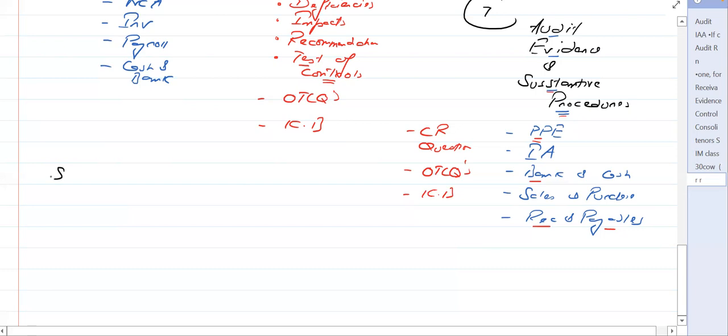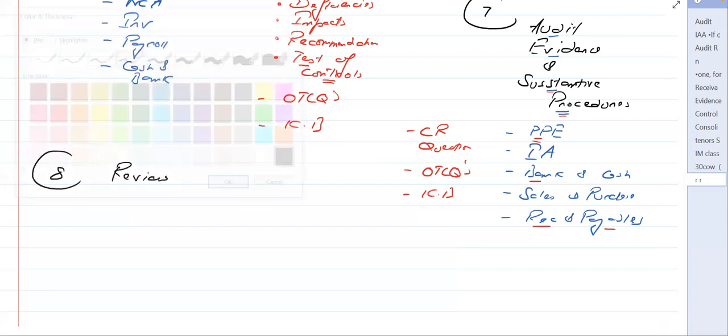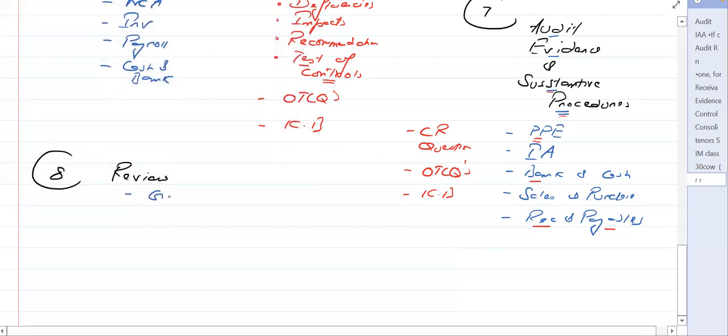Then the 8th chapter, which is the review. Now, obviously this chapter is something very easy. The going concern assessment, whether the entity can continue for the foreseeable future, looking at subsequent events, whether events occurred after the year end have been identified and recorded or disclosed properly. And then we will have an overall review of the financial statements.